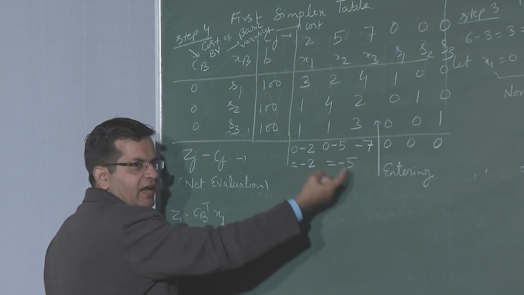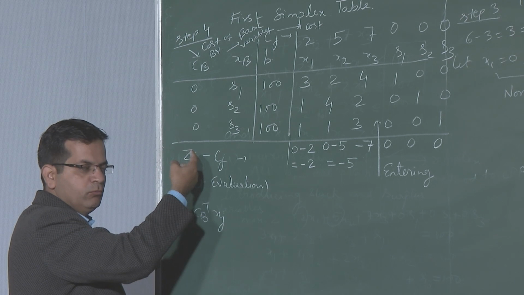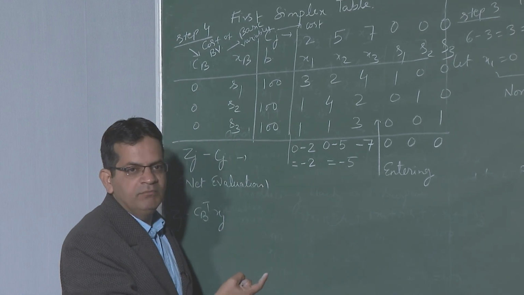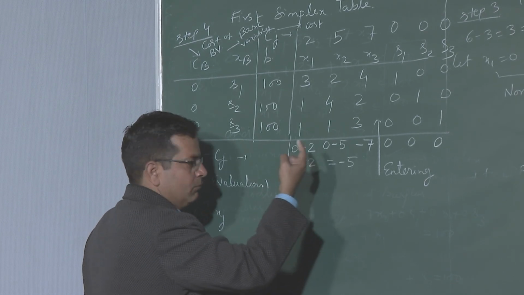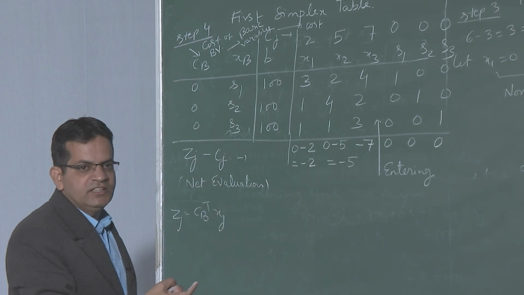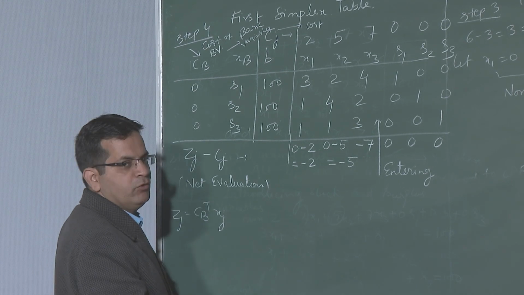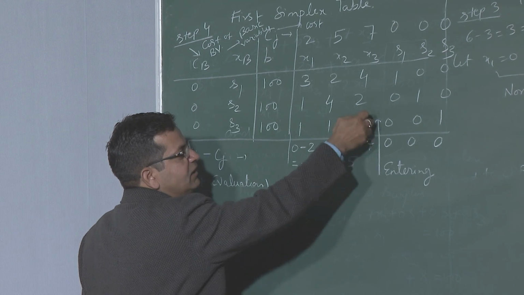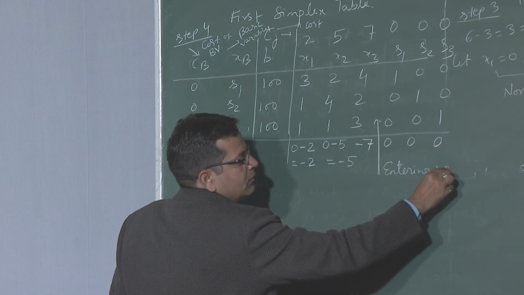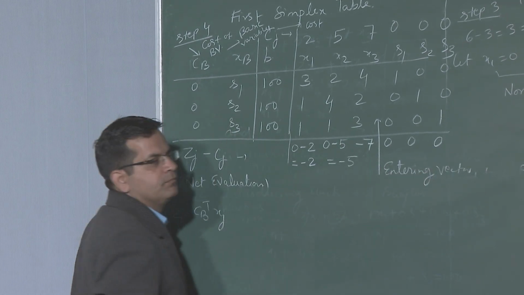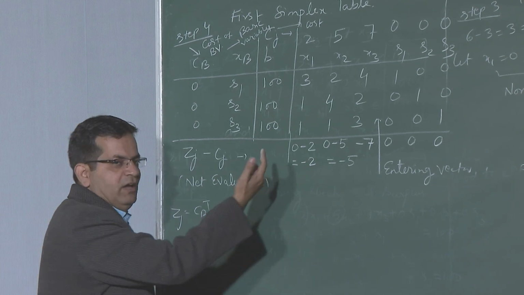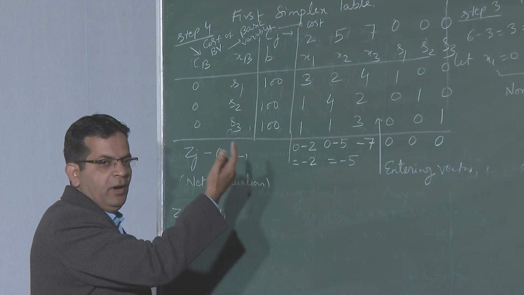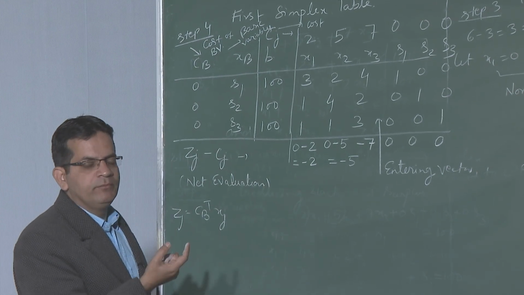So, what will we do? We will enter one variable into the basis and we will remove one variable from the basis. Which one will be the entering variable? Corresponding to the most negative Zj minus Cj, that variable will be the entering variable. Here minus 7 is most negative, so x3 is the entering variable. Because one variable is entering, of course, one variable has to depart from the basis.